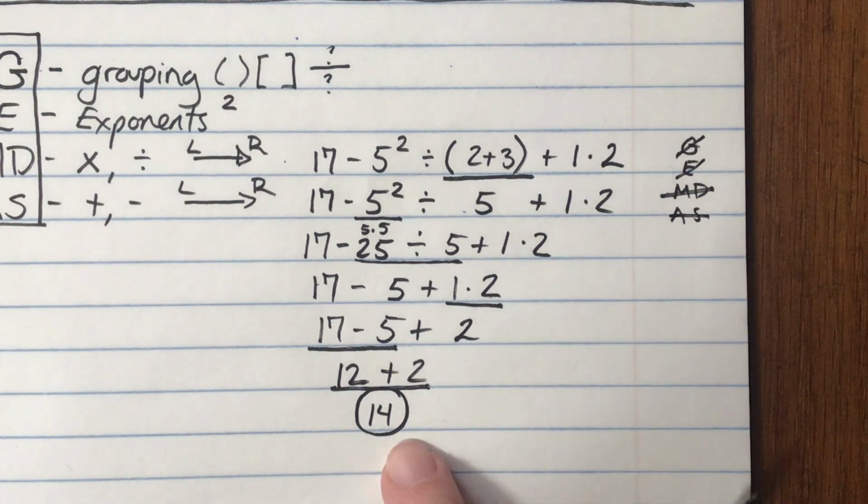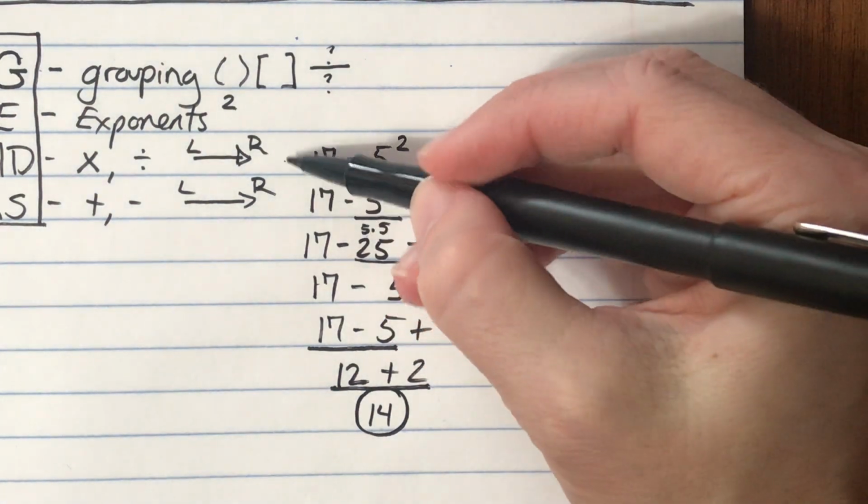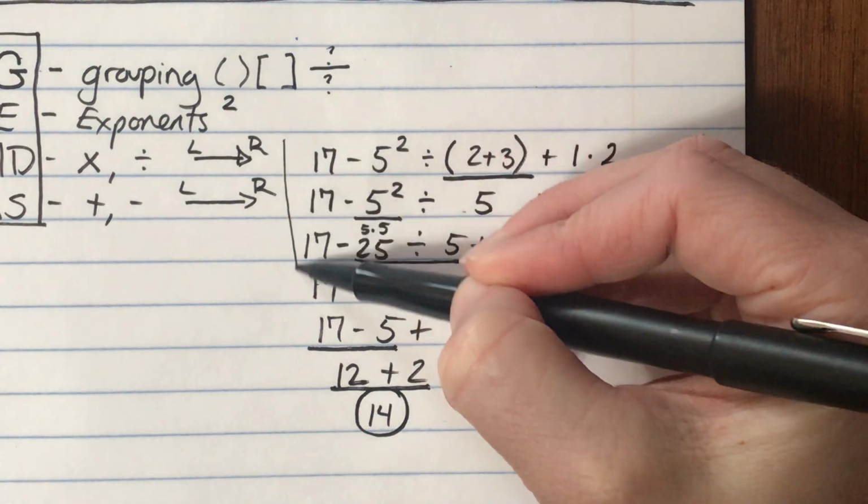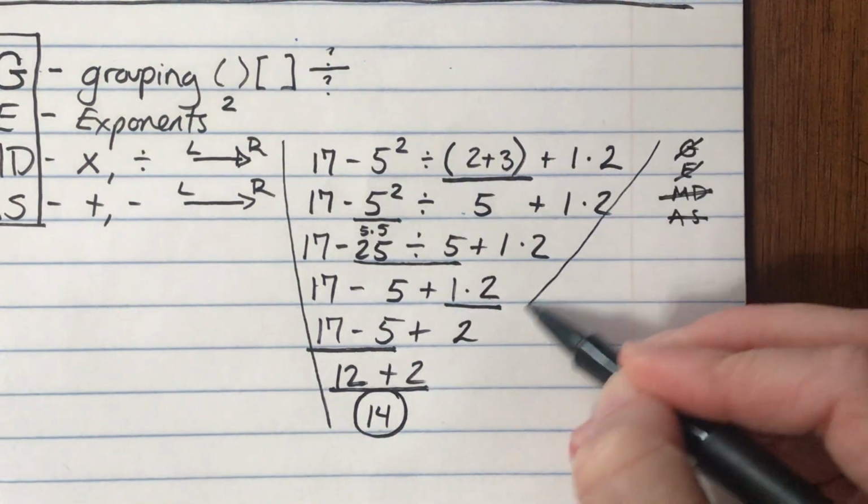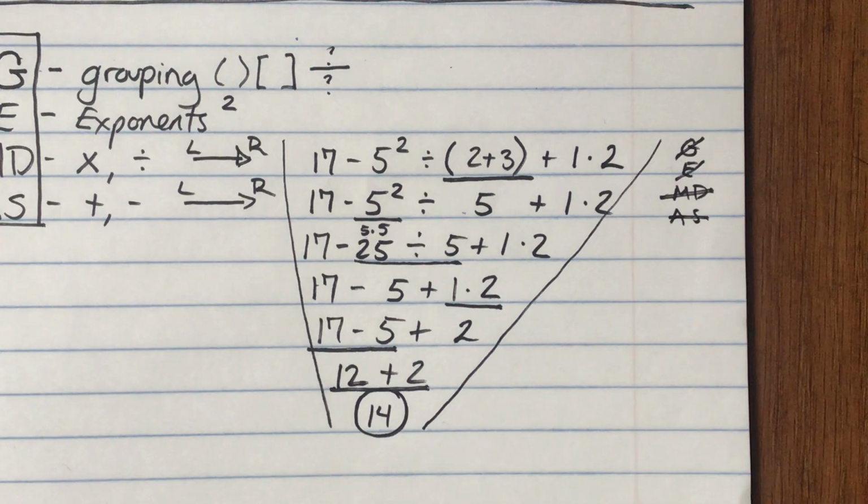You're always going to end up with one final number. Some people have even said that this sort of looks like a slice of pizza because it should get smaller as it goes down. This is kind of a wonky pizza, but it's got a pepperoni at the end always.